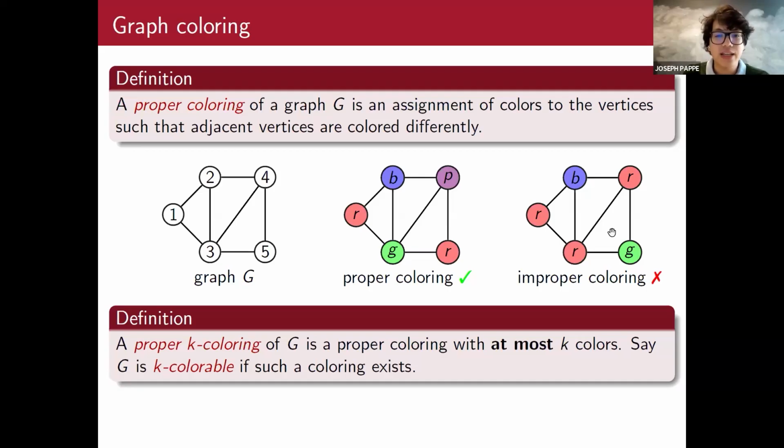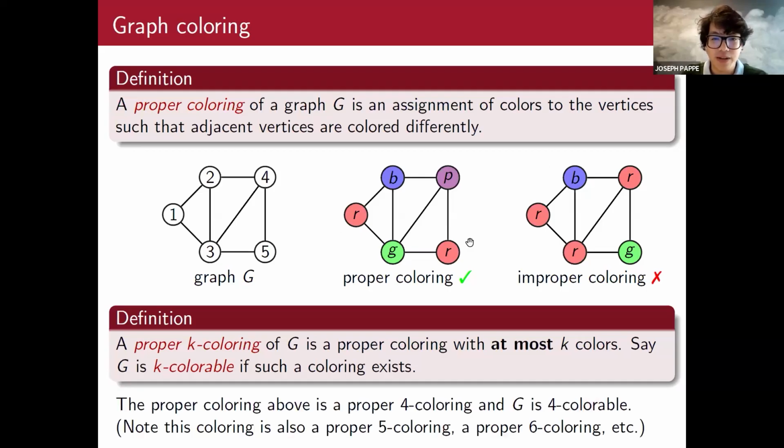So for instance, in this example of a proper coloring, we've only used four colors. We've used red, blue, green, and purple, and this gave us a proper coloring. So this is a proper four coloring, meaning that this graph is four colorable, because we were able to find a proper coloring that only used four colors.